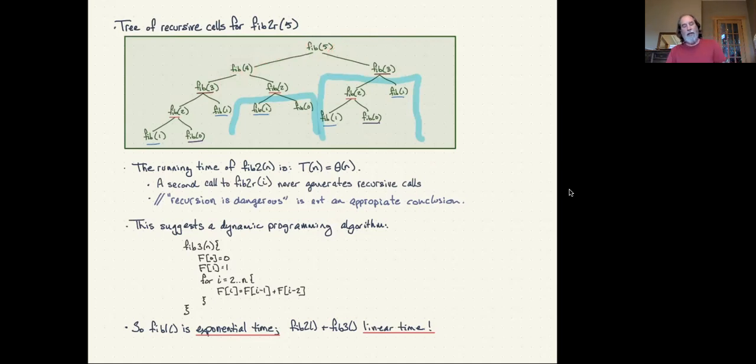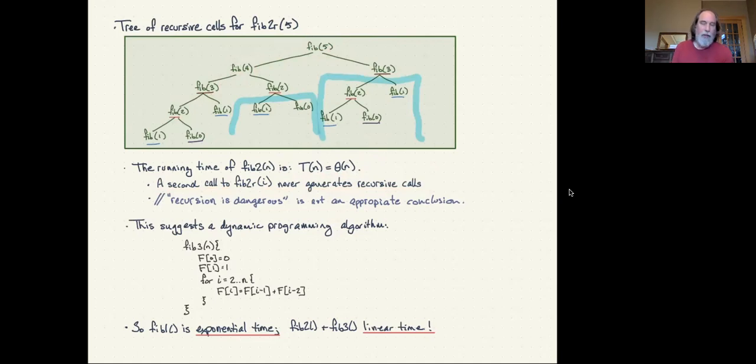Okay, so what's the running time? Well, the running time is theta of n, because intuitively, roughly speaking, one call to fib2r of i might involve some recursion, but a second call never involves recursion. It just involves a lookup.